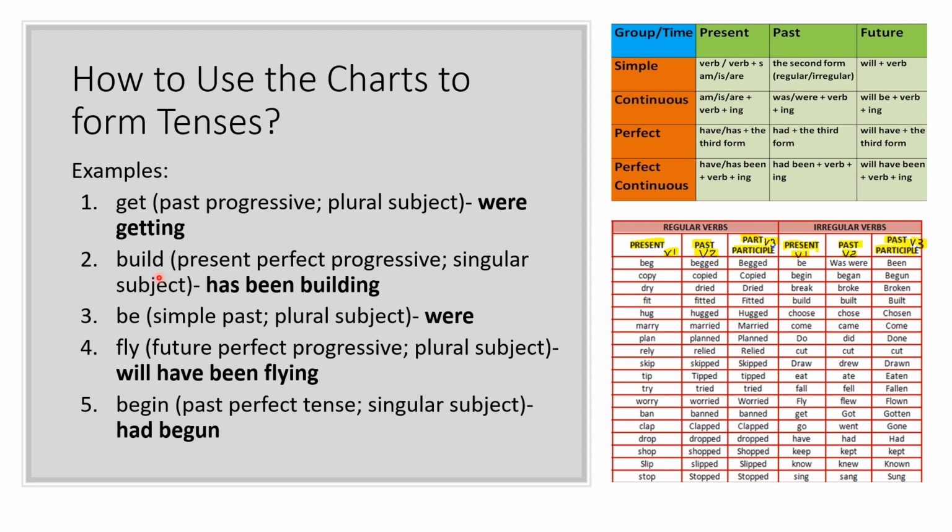Next, number 2. The verb is build and you are expected to transform it into its present perfect progressive form, and we are to assume that the subject is singular. Now first, let us take a look at this chart and let's look for the formula in structuring the present perfect progressive.